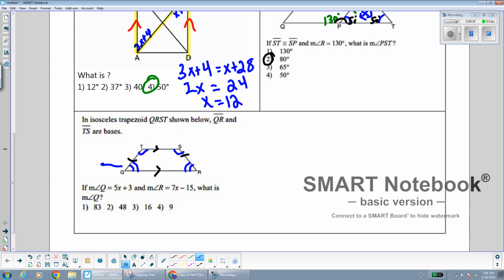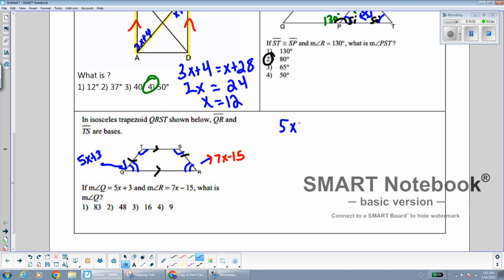So angle Q, I'm just going to put an arrow, I can't fit that inside, is 5x plus 3. And if angle Q is 5x plus 3, that means angle R can also be represented as 5x plus 3 because the base angles are congruent in an isosceles trapezoid. Oh, they give me another measurement for angle R. Never mind. Angle R is 7x minus 15.